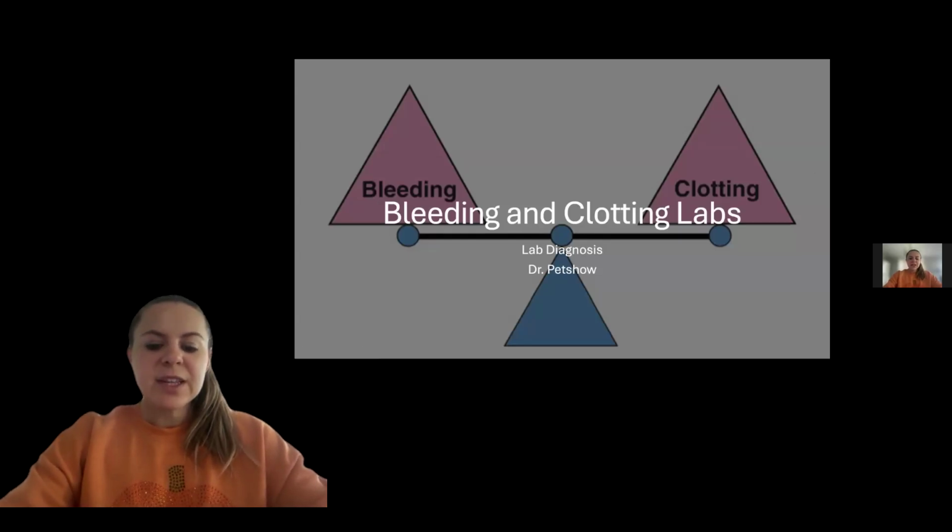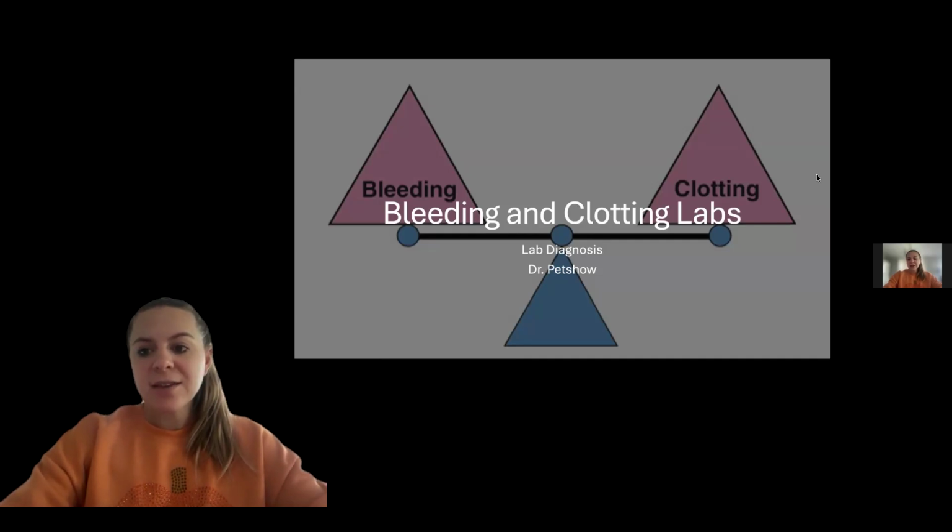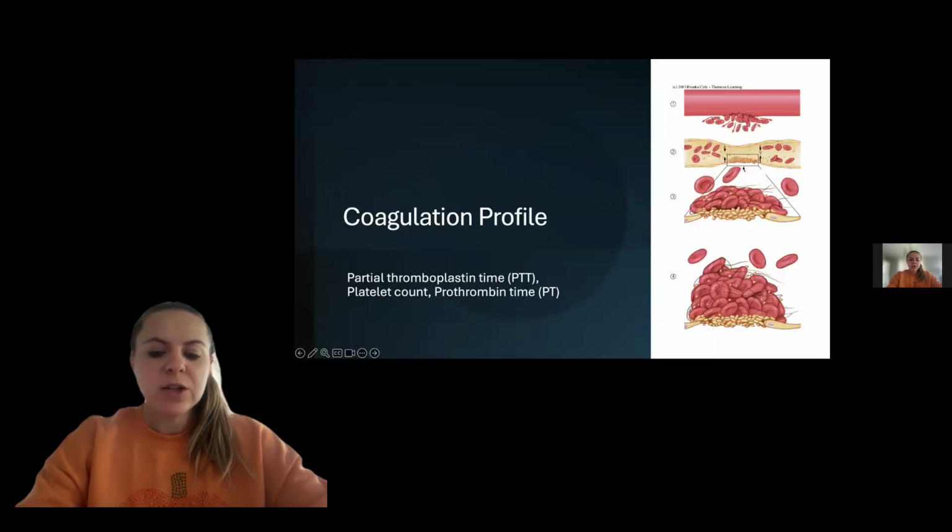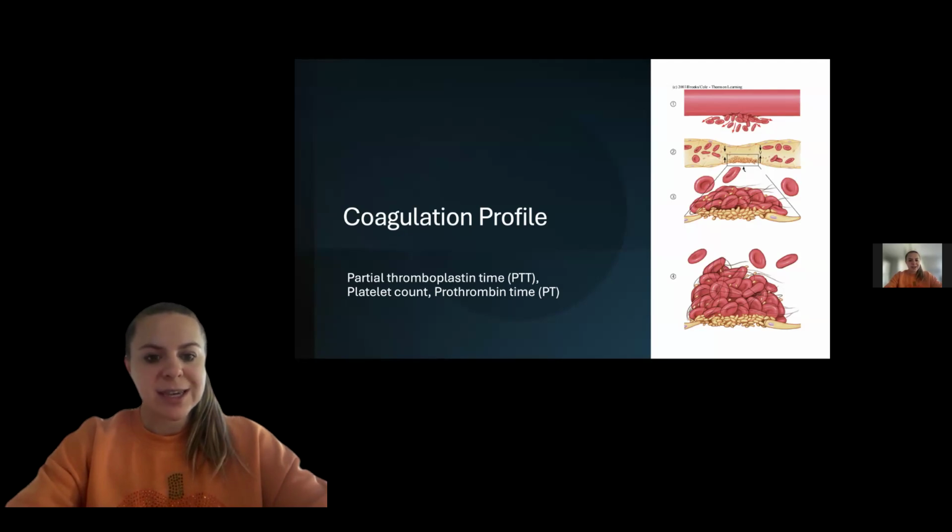Today, we're going to explore the laboratory evaluation of bleeding and clotting. These tests are cornerstones of diagnosing coagulation disorders, monitoring therapy with anticoagulant drugs, and identifying causes of both excessive bleeding and excessive clotting. As we move through this lecture, we'll look at the major lab tests, what they measure, and how to interpret abnormal results. And by the end, you should feel confident in linking clinical findings with the appropriate coagulation studies.